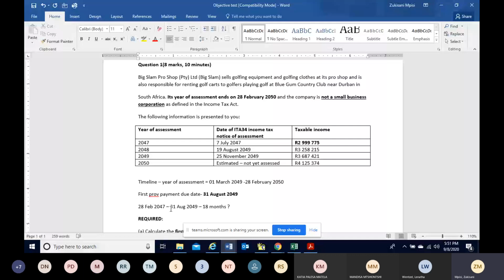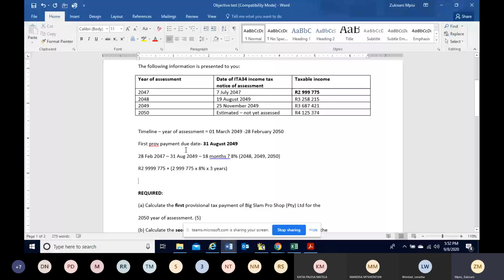So if this is over 18 months, it means we have to adjust every year from the 2047 assessment, which means that we have to adjust each year by how much? 8%. So we have to adjust which years? 2048, 2049, and 2050, which makes 3 years that we have to adjust on, which means that now we have to say 2,999,775 plus 2,999,775 multiplied by 8% multiplied by 3 years. It is then going to give you the taxable income that you need now to calculate your tax on.